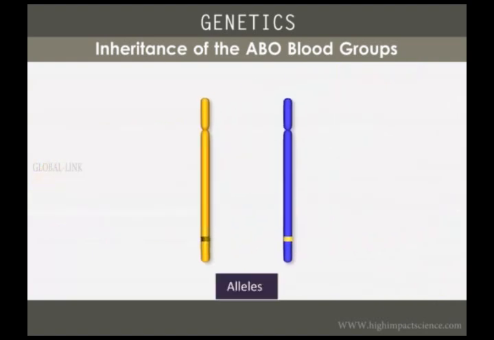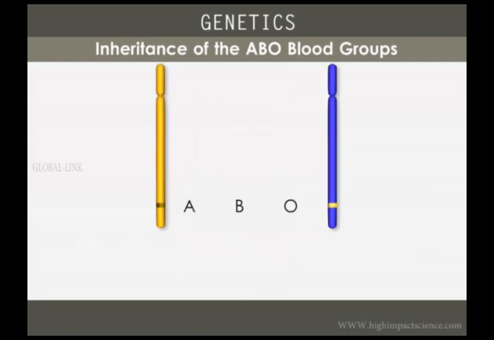This gene has three different alleles: capital IA, capital IB, and small i. Or for simplicity, we can call them A, B, and O. Of these alleles, A and B code for antigens A and B respectively, while allele O codes for no antigen. Again, alleles A and B are codominant, and both are completely dominant over allele O, which is thus recessive.